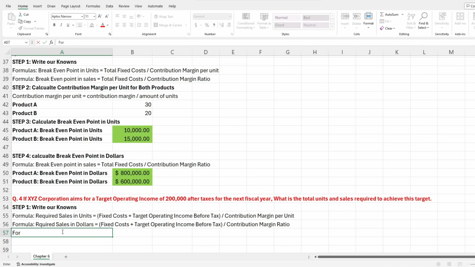All right. So then we need another formula. Since we are given only the operating income after taxes, we need to calculate our target operating income before taxes. And this is equal to your operating income after tax divided by 1 minus the tax rate.